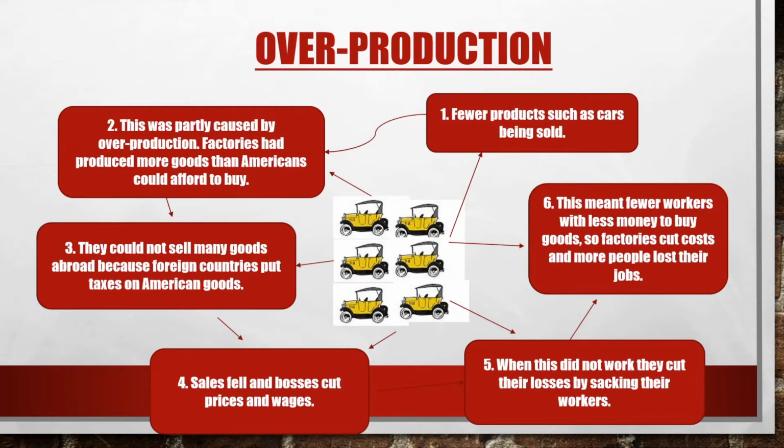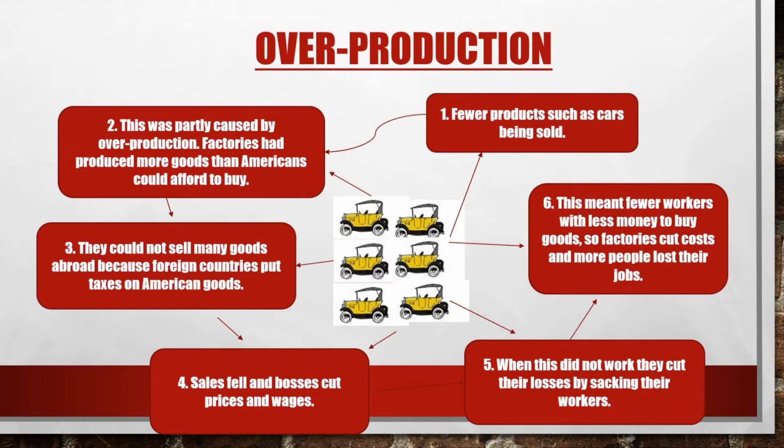Sales fell and bosses cut prices and cut wages. And when this didn't work, they cut their losses by sacking their workers. This meant fewer workers with less money to buy goods. So factories cut costs and more people lost their jobs. So wages are cut because sales fall. People have less money, so they don't buy things. This makes things worse. People then lose their jobs. They've got even less money again to buy things. And it's just this vicious cycle, all caused by the fact that the factory owners and business owners overproduced their products. There were too many for the Americans to take on.